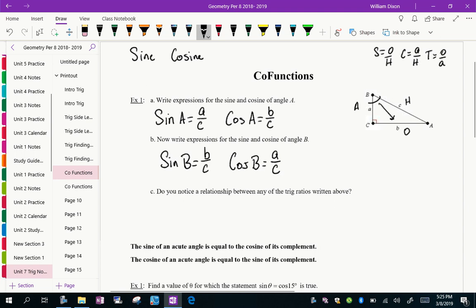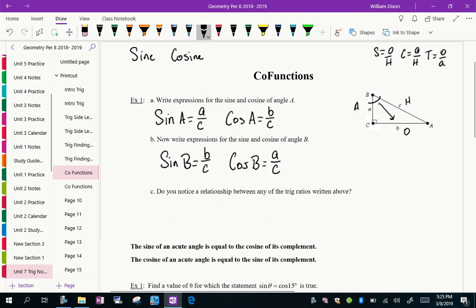Now C says, do you notice a relationship between any of the trig ratios written above? So why don't you pause the video, take a look, and see if you can notice a relationship on our trig functions that we wrote down.